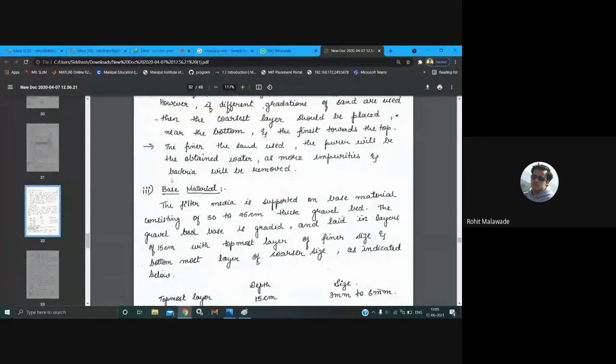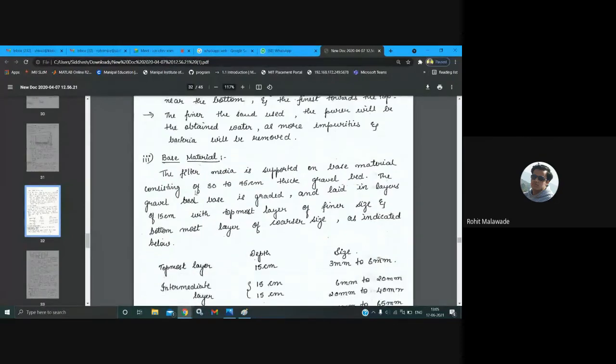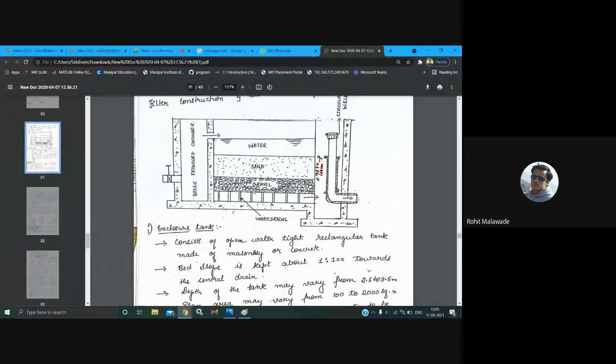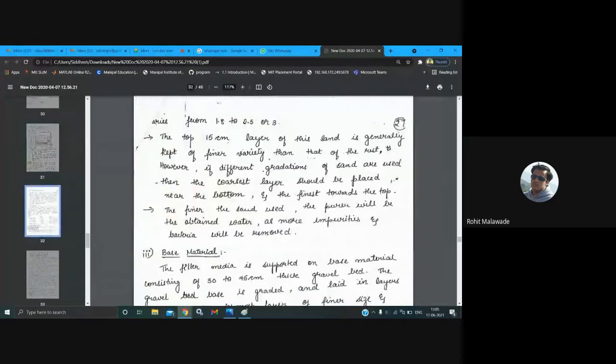Okay, so then we will come to the base material. Now, the filter media, the base material, is nothing but the gravel, right? We consider the gravel as the base material. Here also, we are going to follow the same condition: finer gravel at the top, moderate at the middle, and the coarser at the bottom.